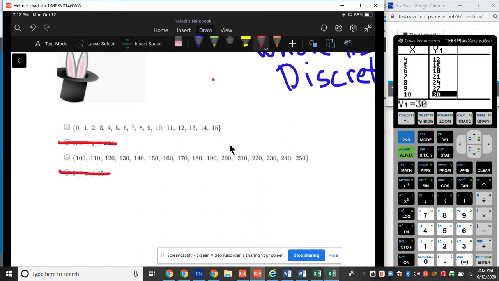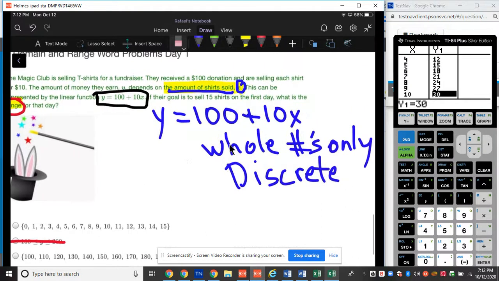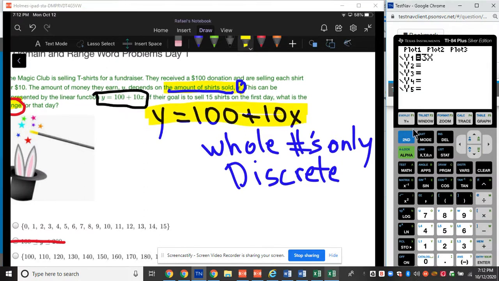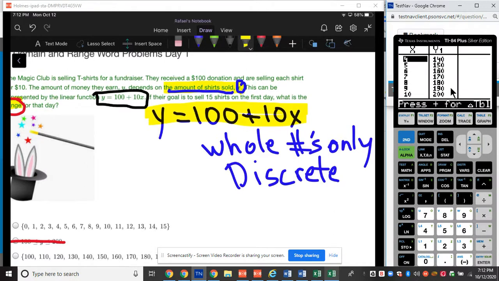The next thing you want to do is graph that equation. So let's go back. Our equation is right here: Y equals 100 plus 10x. And you're going to go to y equals, clear out that previous one, and let's just type 100 plus 10x. There we go. And then hit second graph.